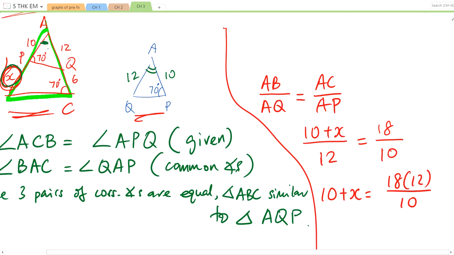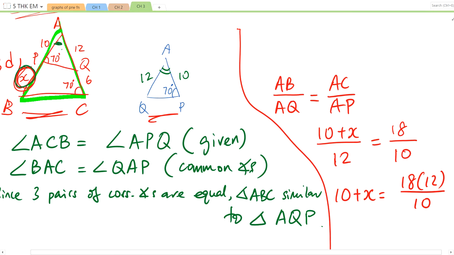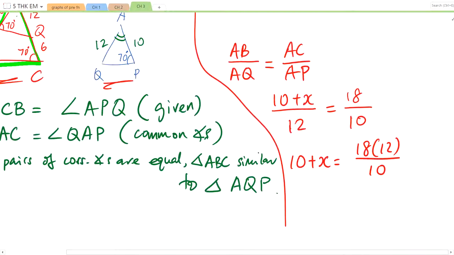What's wrong? 12 lah. What are you talking about? 12 plus 6. Okay, so 18 times 12, how much is that? 18 times 12 cannot be 3.6 lah. That is 216 divided by 10, then minus 10. 11.6. Is that the correct answer? Okay, so that's how we solve for x.